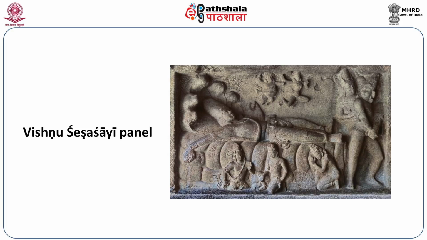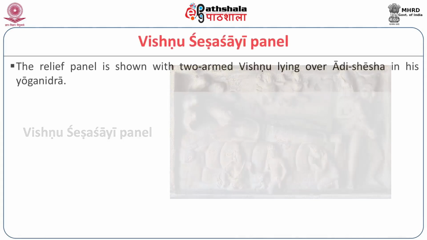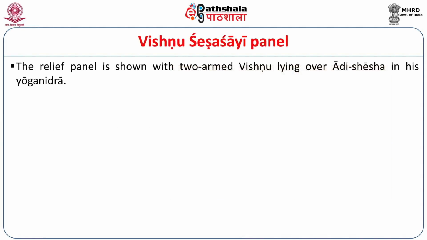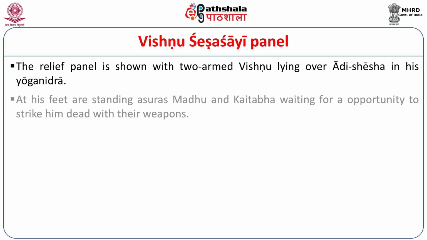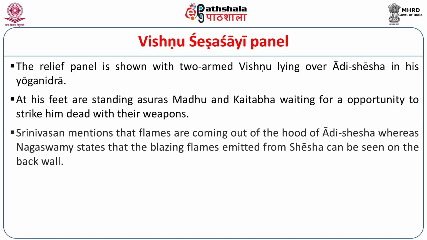And the next one is the Vishnu as Shayi panel. That means Vishnu is in a reclining position on the bed of the snake. The relief panel shows two-armed Vishnu lying over Adishesha, what we call the snake, in his Yoga Nidra. At his feet are standing the Asuras, Madhu and Kaitabha, waiting for an opportunity to strike him dead with their weapons.